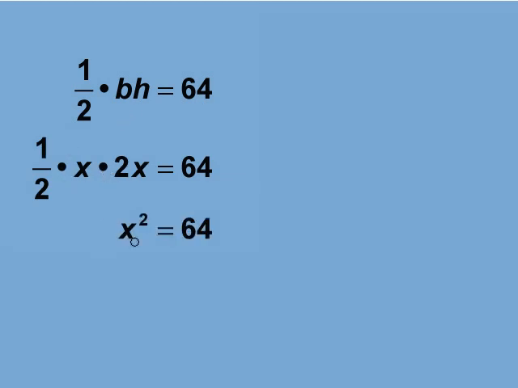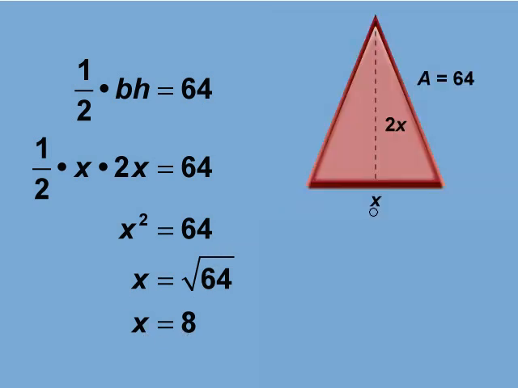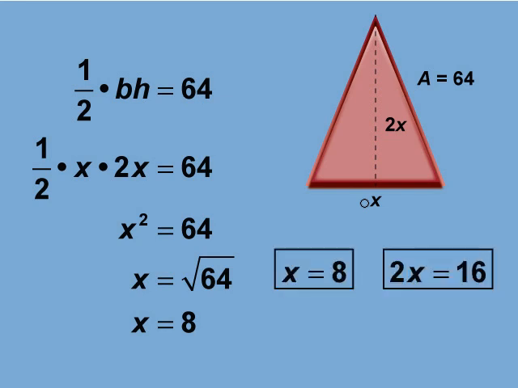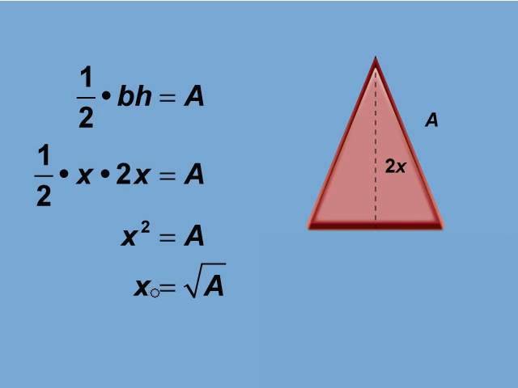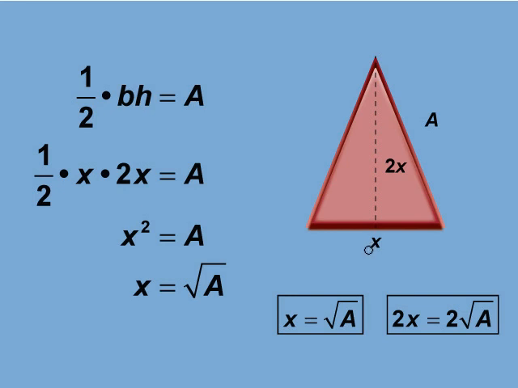We end up with x squared equals 64. Take the square root of both sides, and we end up with x equals 8, which is the value for the base. This means that the value for the height is twice this, or 16. Finally, we generalize this solution for any area A. We end up with the equation x squared equals A. The solution is x equals the square root of A, which is also the length of the base. The height is twice this value.